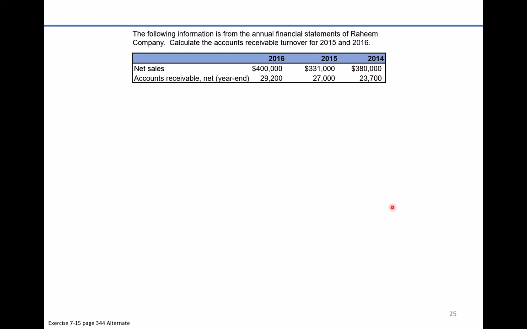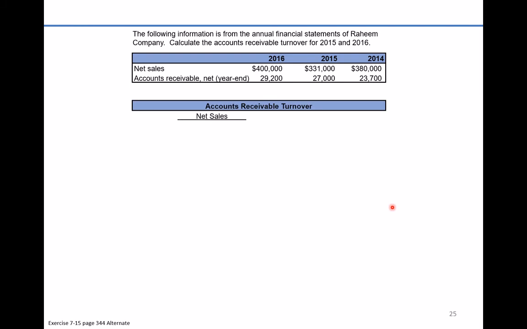And we know that last year at midnight 2014, they had 23,700 in receivables. Well, on the first moment of January in 2015, they had that same balance of receivables. So with an ending number of receivables for 2015 of 27,000, and a beginning number for 2015 of 23,700, we'll simply add those together, divide by 2, and come up with the average receivables for that year. We'll do the exact same thing for 2016, so let's take a look.